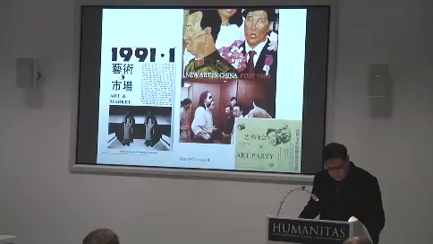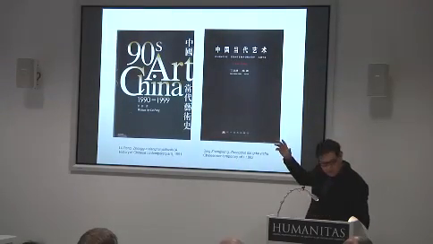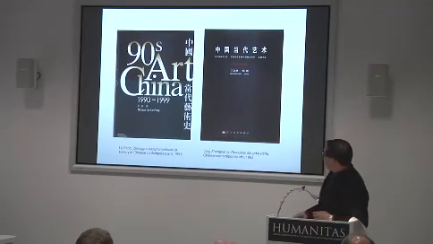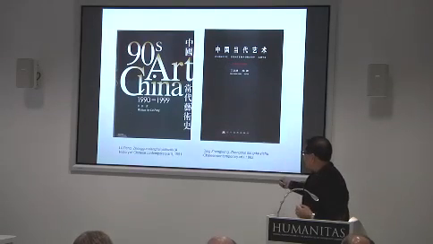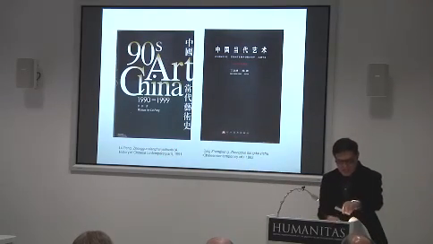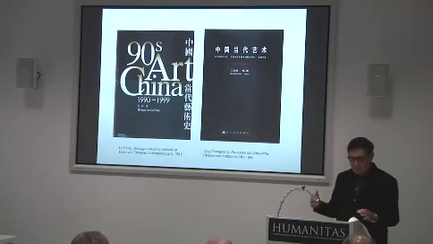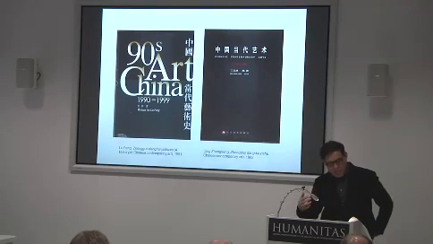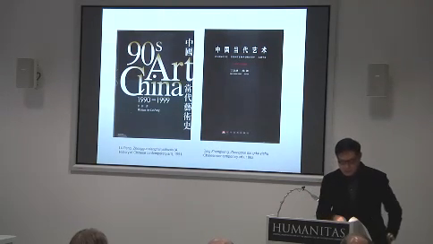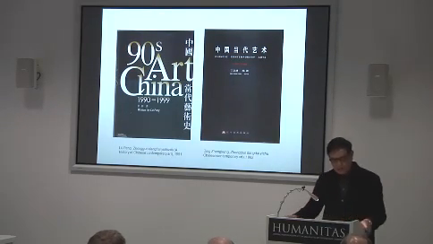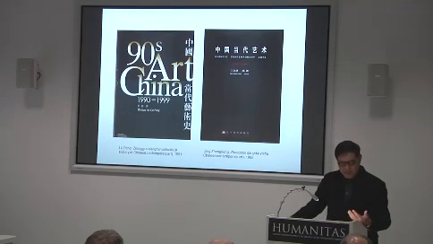Many writers have tried to explain the difference between 80s and 90s Chinese art. These are two books, you see, Contemporary Art, 1992, and Modern Art, Contemporary Art, 1992. Some have attributed the changes to the new political and economic environment of the 90s. Others have emphasized the impact of the intensifying globalization process.